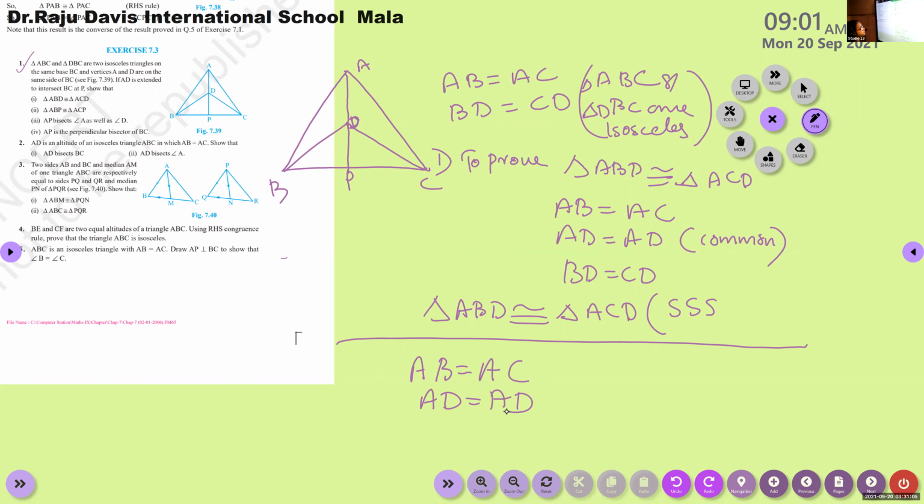AD is common. Okay, Vinayak? And BD equal to CD. Why BD equal to CD, Vinayak? BD, the third side. BD equal to CD. Why so?